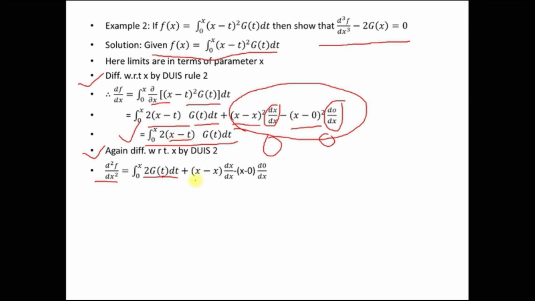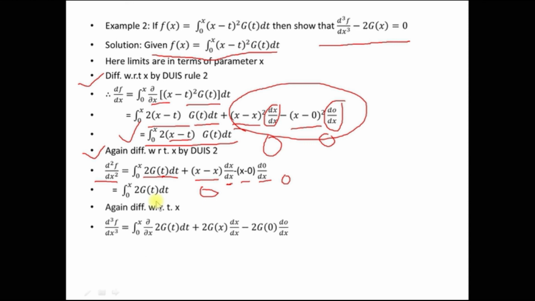It will become x minus t. In place of t, we replace x, so it will become x minus x and the derivative of this upper limit, and then minus of, we put the lower limit, so it will become x minus 0 and the derivative of this lower limit. So here x minus x is 0, and here derivative of 0 is 0. So we get only d2f by dx square is equal to integral from 0 to x 2 times g of t dt.